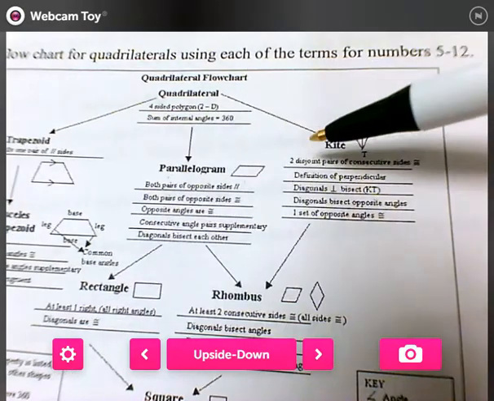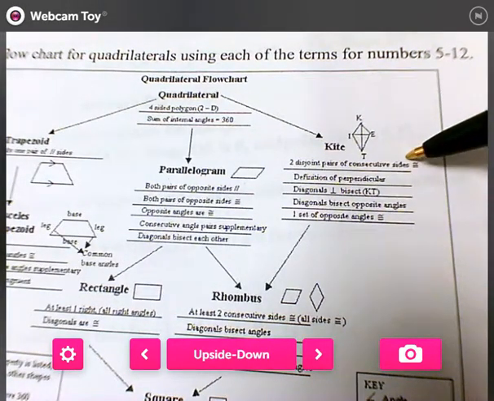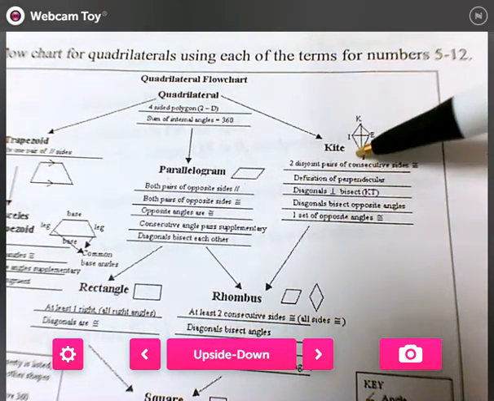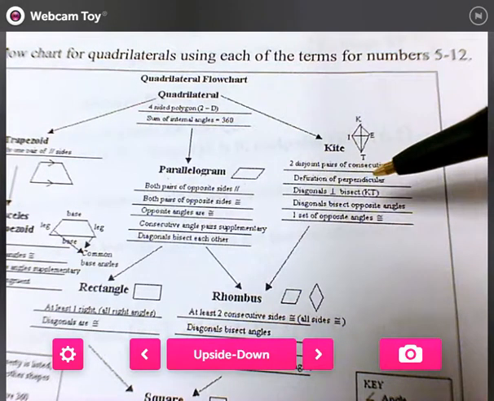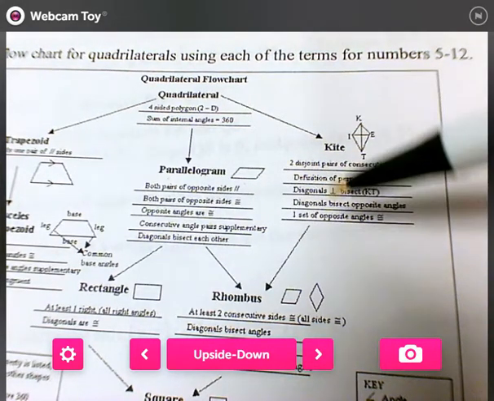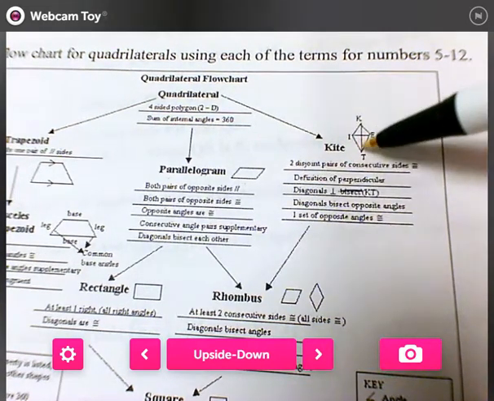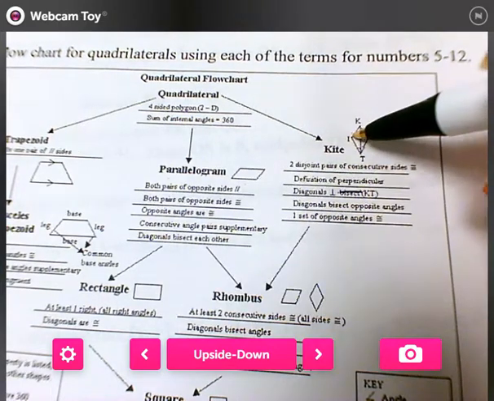Kite: 2 disjoint pairs of consecutive sides are congruent. The diagonals are perpendicular. Diagonals do not bisect each other, but one diagonal bisects the opposite angles, so it cuts the angles in half. And 1 set of opposite angles are congruent.